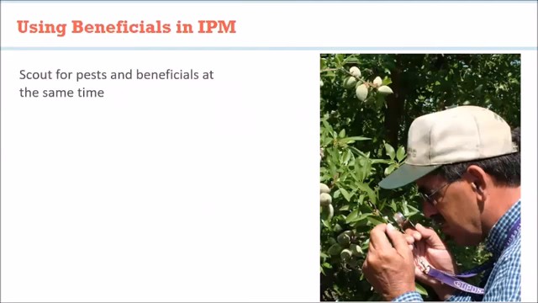Last week I talked a lot about monitoring, getting out in the orchard and looking for pests, and it's so important. You're going to learn about these beneficials now to watch for them as well in the orchard, because that's, again, going to help you make decisions on if you need to intervene on the pests that you're seeing.